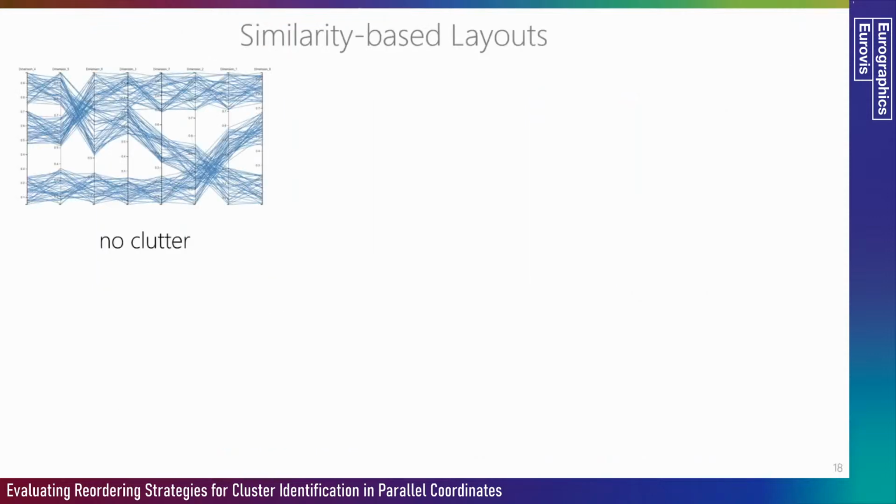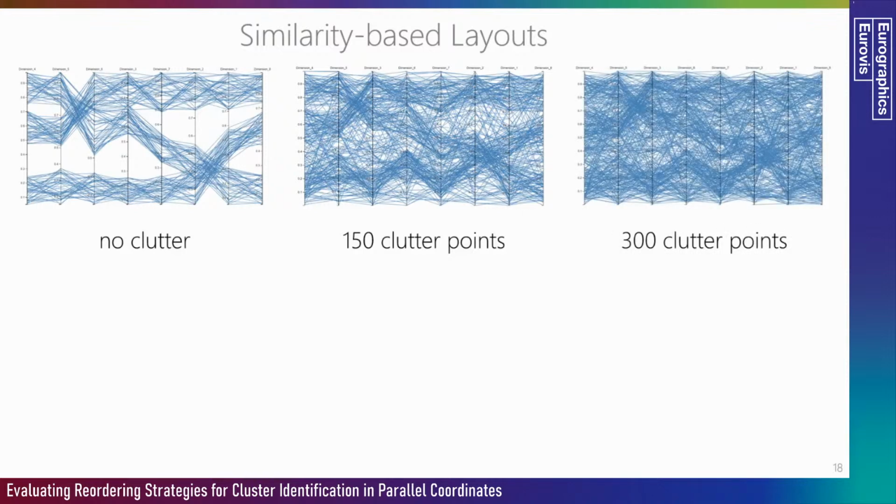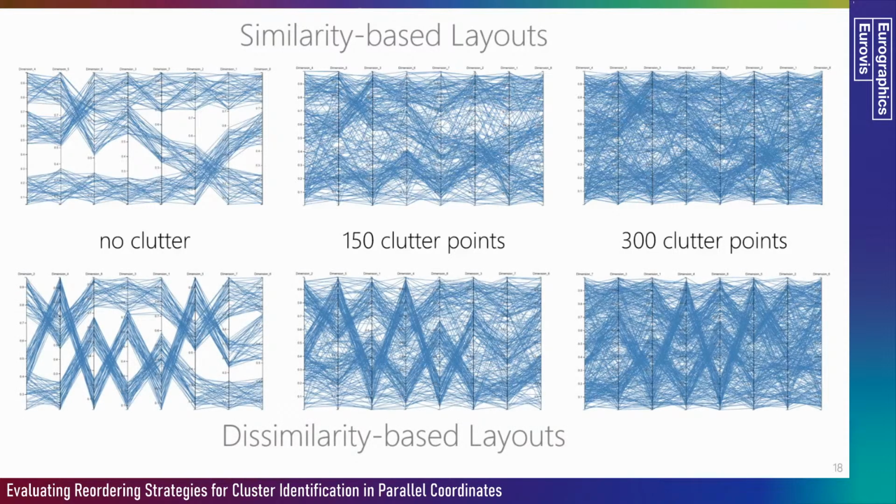However, a similarity-based layout may not be the best option in all cases. In particular, when we add noise or clutter to the data, then the visual patterns start to fade out. This effect gets worse when we add more clutter to the data. Now, if we order the dimensions by dissimilarity rather than similarity, then the clusters in the data are much more salient.